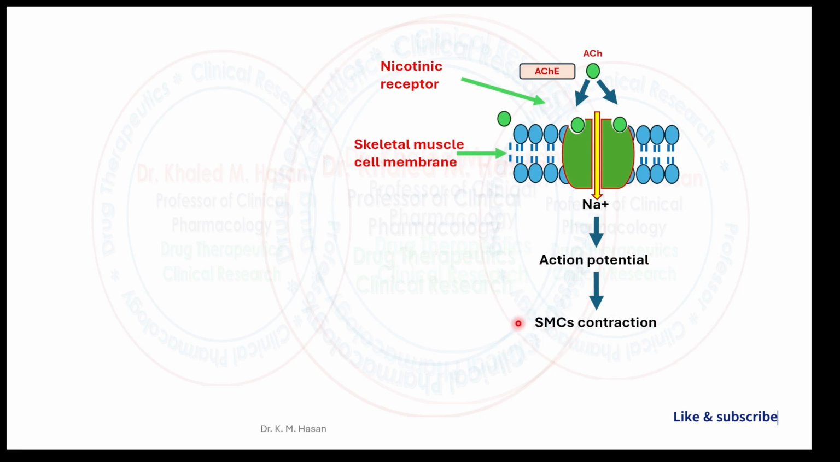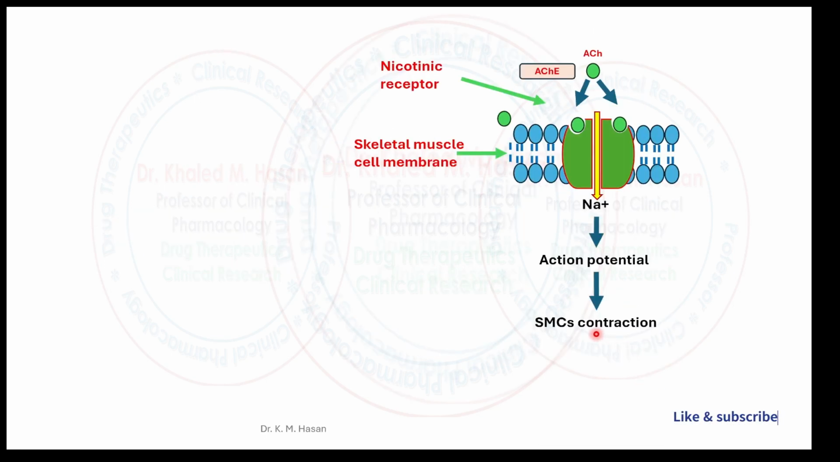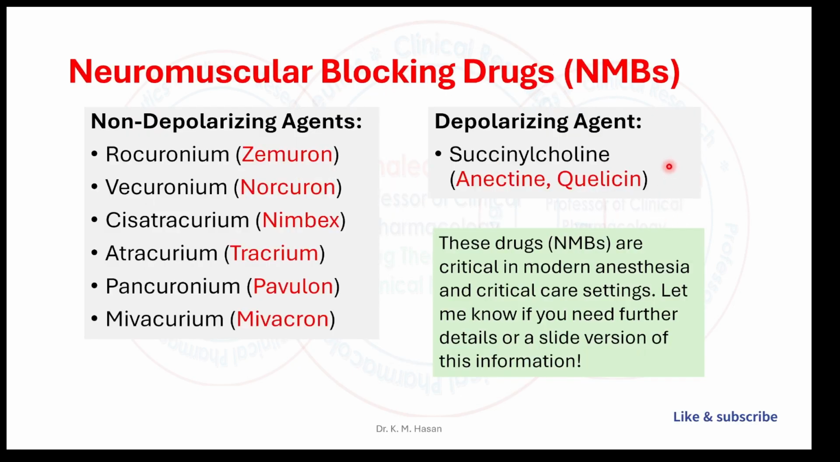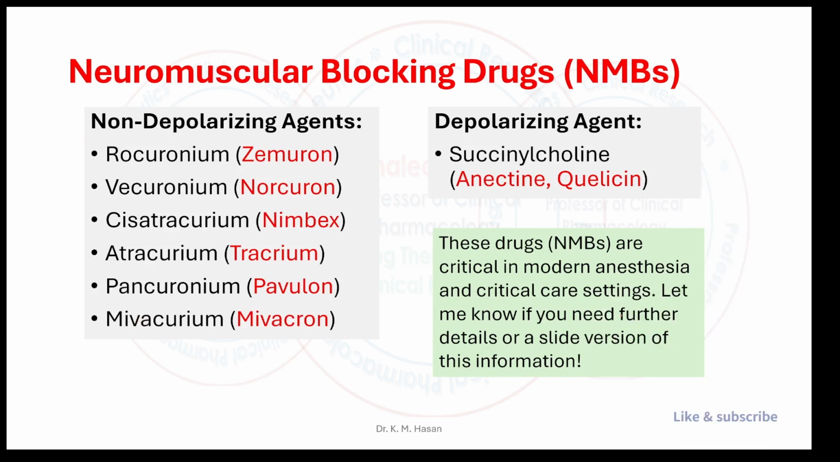Now we understand what happens with the release of acetylcholine. Acetylcholine affects the nicotinic receptor and causes skeletal muscle contraction. Okay, the list of medications belonging to the neuromuscular blocking agents: we have the non-depolarizing agents, and then we have the depolarizing agents.